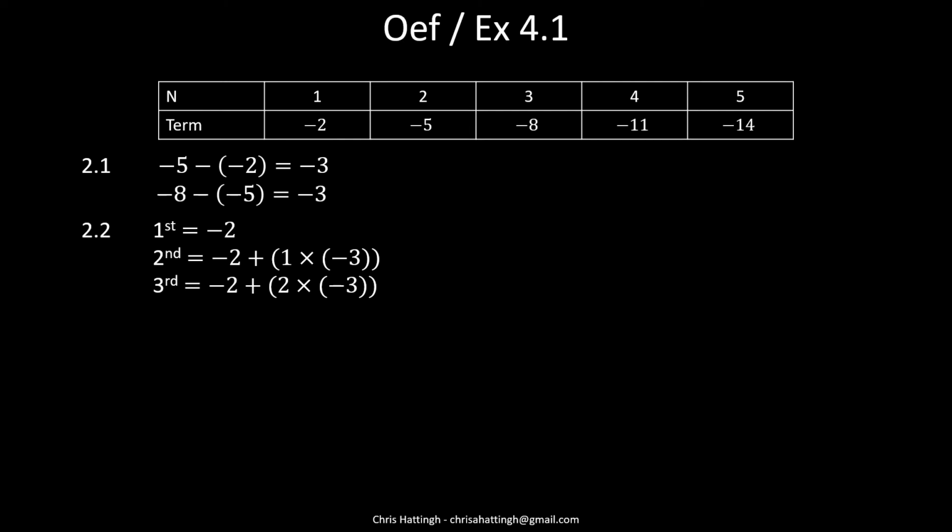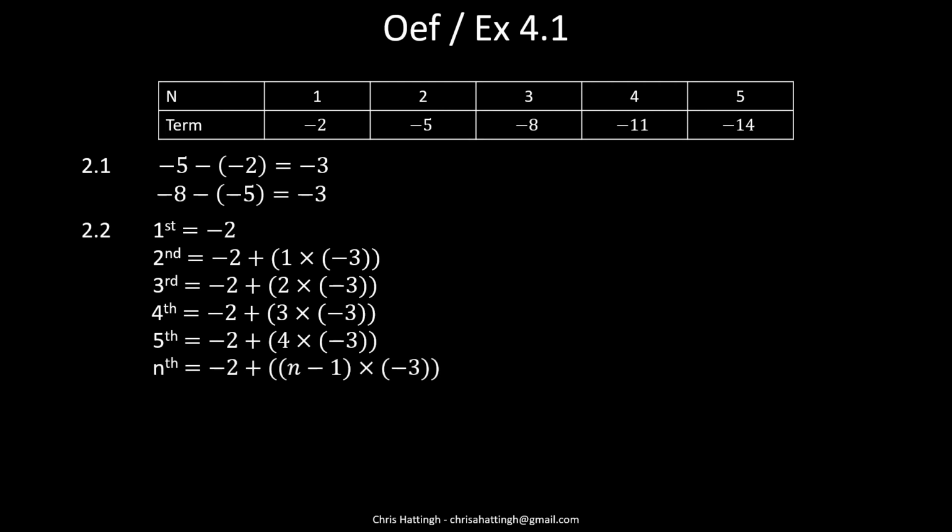So the only thing that's going to change is the n minus 1. So for the second term, n minus 1, so 2 minus 1 gives you 1. For the third term, you'll see 3 minus 1 gives you 2. So for the fourth term, 4 minus 1 gives you 3. The fifth one, 5 minus 1 gives you 4. Then the nth term, it's just going to be n minus 1.